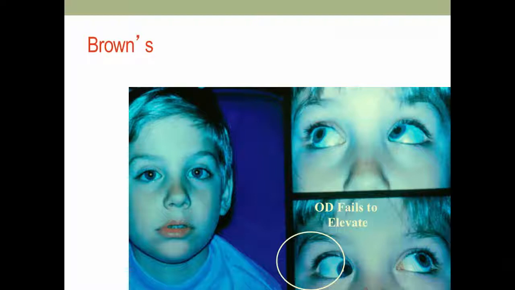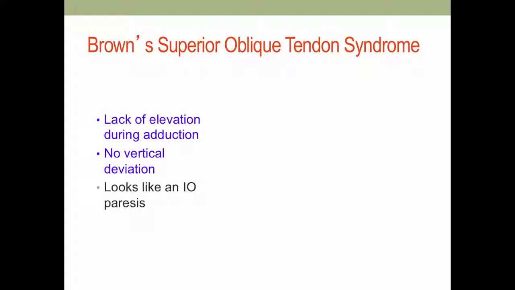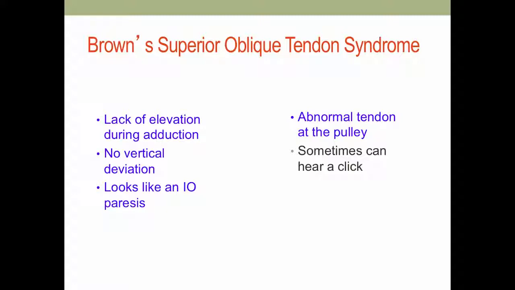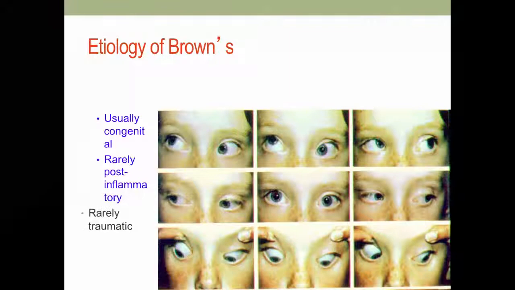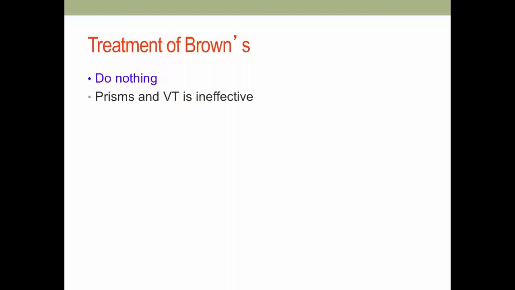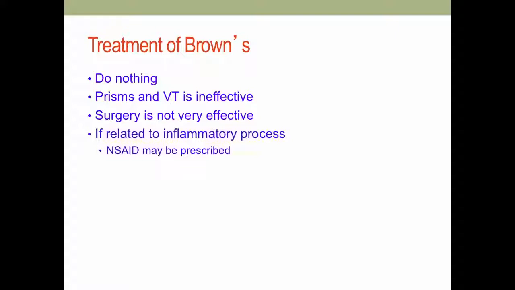Brown syndrome, patient is straight in primary gaze, and there's a failure to elevate the eye. No vertical deviation. It looks like an inferior oblique palsy. It's been thought to be an abnormal tendon. Sometimes you can hear a click on those. They're usually congenital, rarely post-inflammatory in nature. Do nothing. That's the key thing. These patients shouldn't really be touched. Surgery's not indicated, and you're just going to make them worse.